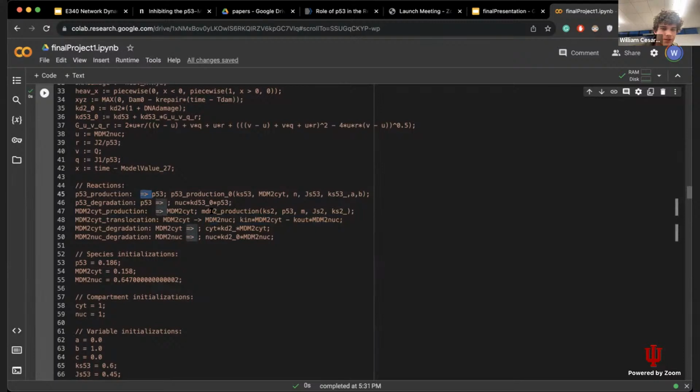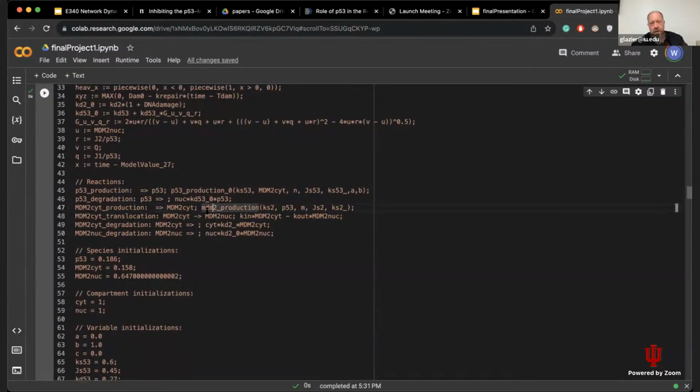Somebody asked a question: is total MDM2 constant? No, there is production and decay of it. But it's all produced in the cytoplasm, because all protein production happens in the cytoplasm. So then it has to be transported to the nucleus.